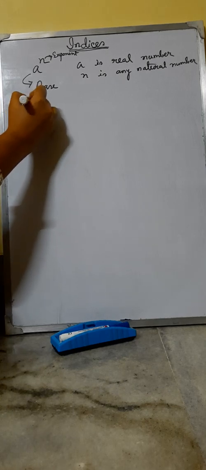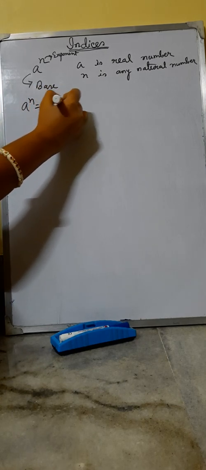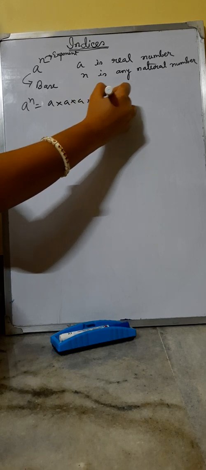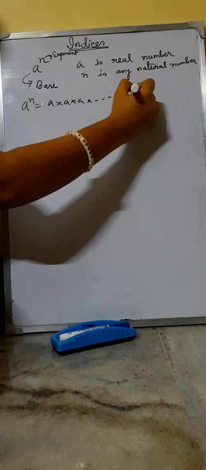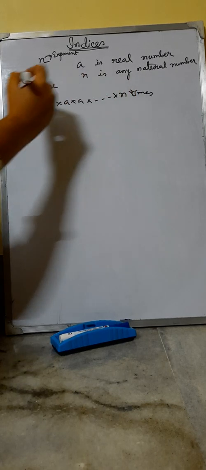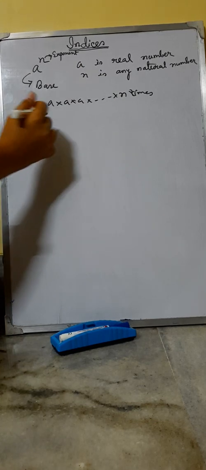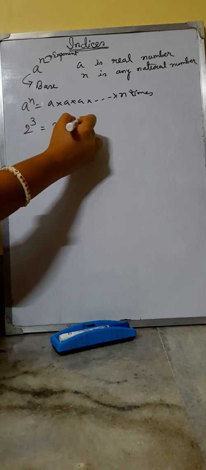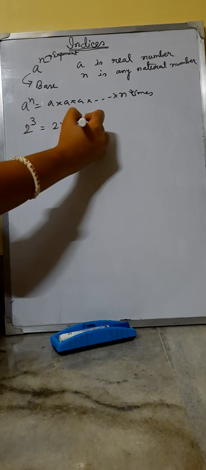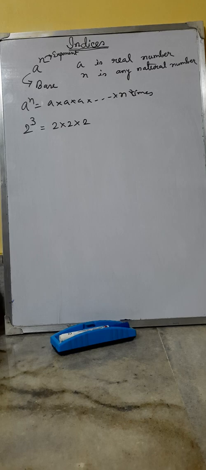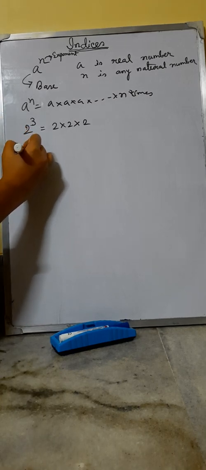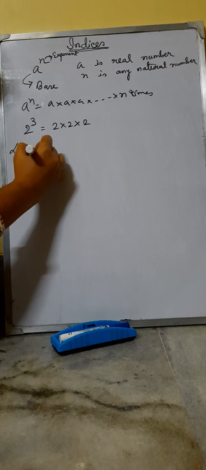This means a to the power n means a multiplied n times. Let's take an example, 2 to the power 3. This means 2 is multiplied how many times? Power is 3, so 3 times. There are some laws known as laws of exponents for real numbers. First we discuss the laws of exponent.